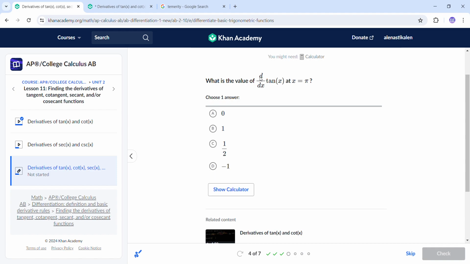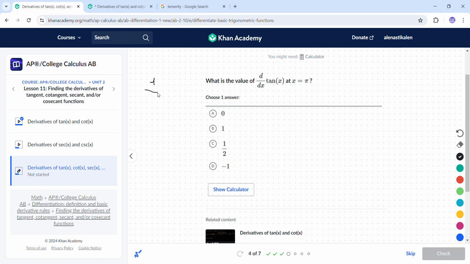Tangent of x, let's see. So the derivative of that is just 1. I'm sorry, 1 over cosine squared x, right? So that's what it's going to be.